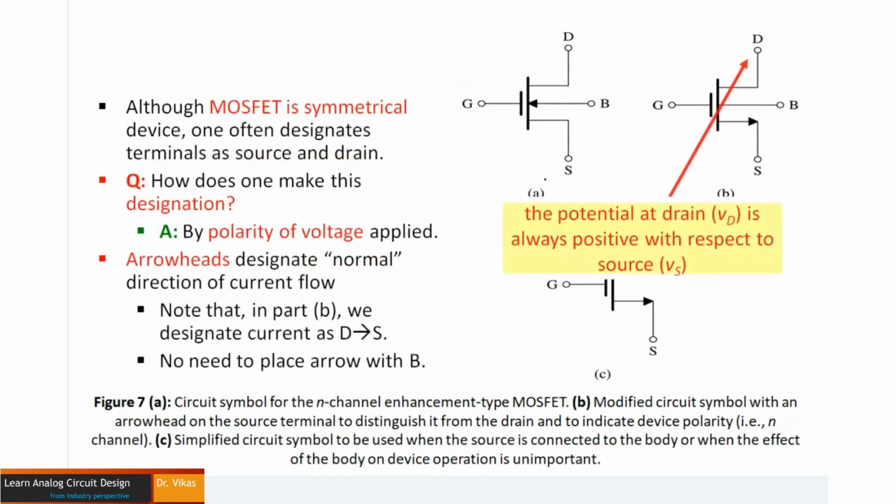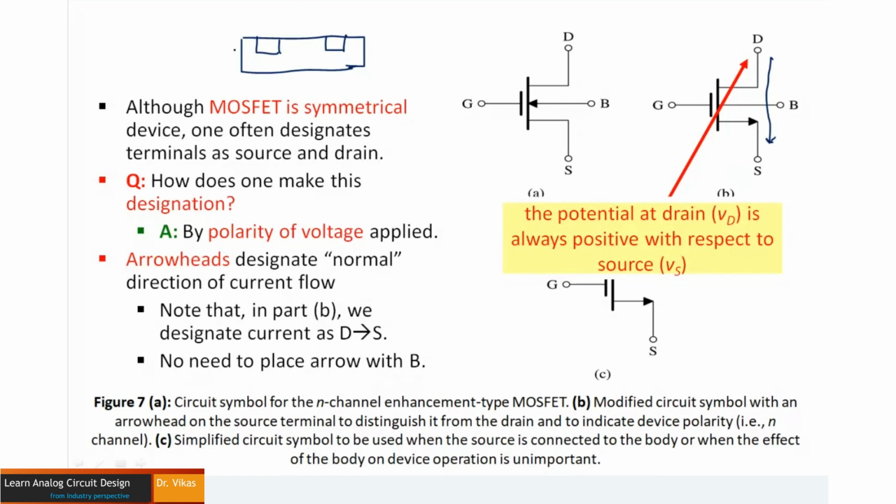Now, how do I identify, or how do I make sure which is my source or which is my drain? Because like I told, MOSFET is a symmetrical device. So basically, if you see the structure like we discussed in the very first session, MOSFET is a symmetrical device. Symmetrical in the sense, you see from either way, the structure is going to remain the same. So if that is the scenario, how do we make the designation of source and drain? See, it is basically by the polarity of the voltage that we apply. So the arrowhead, wherever you can see over here, designates the normal direction of flow of the current. And that is how we say that the current is flowing from drain to source.